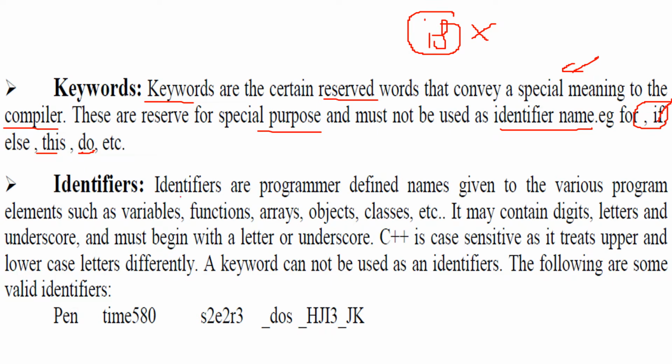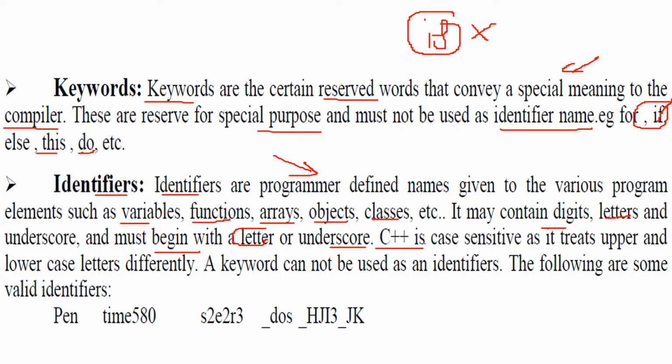Identifiers. So these identifiers are the names which you give, because you are going to use variables, the function names, the arrays, the objects in the classes, so there will be various names. For that, you need to have a certain way to identify them, and identifiers do exactly that. So it may contain digits, letters and underscore, but it must begin with a letter or an underscore. You cannot start it with any number or a numeral.